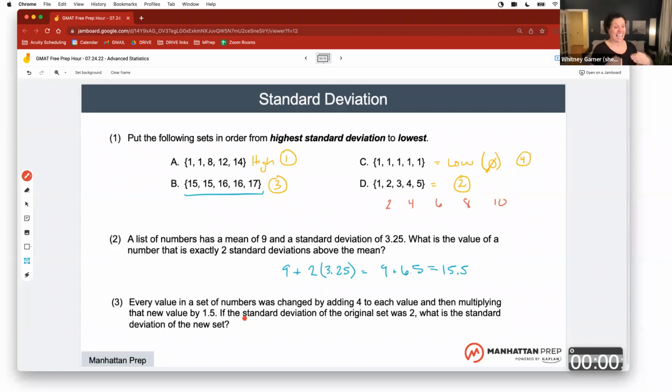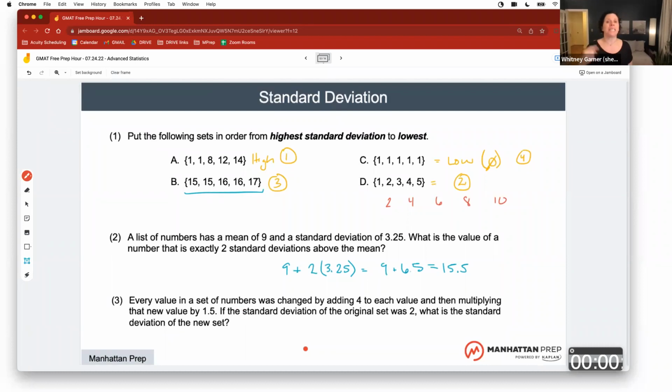And so if each value in the set has 4 added to it, that has no impact. But then multiplying each value by 1.5 would increase the standard deviation by 1.5. And so the standard deviation in the new set would be 2 times 1.5, or in this case, 3.